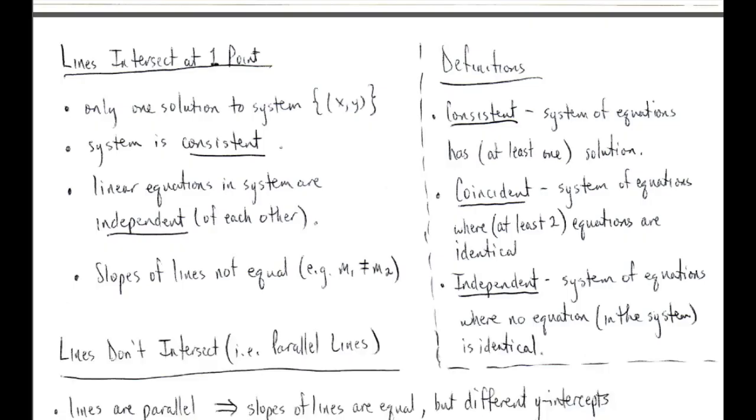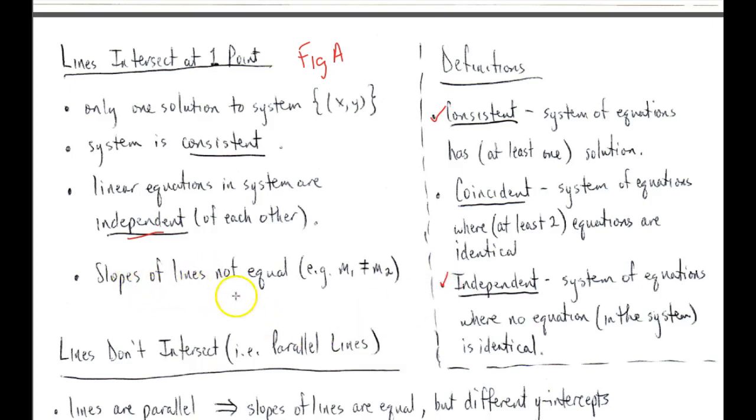All right, so moving on to talk about some definitions here. We know that when lines intersect at exactly one point, we have one solution, and that went with figure A. And so we know that the system is considered to be consistent, and consistent just means that the system has at least one solution. So we also know that the linear equations are independent of each other, and what that means is that there are no equations in the system that are identical.